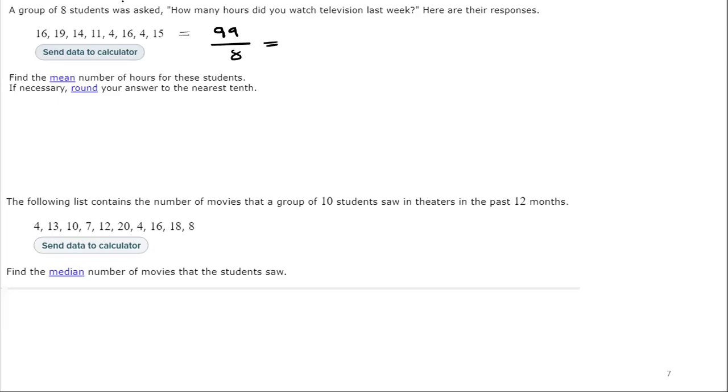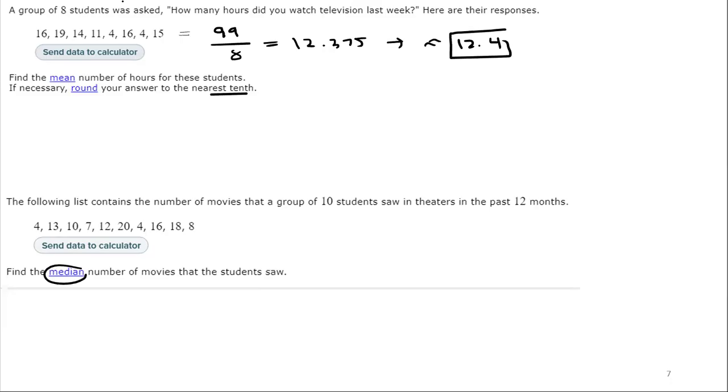So when we divide those, we get 12 point, and it says we need to round it to the nearest tenth. Okay, so that's one number after. So we have 12.375. So when we round it, we get about 12.4. If you look at the 3, you look to the number to the right. If it's 5 or above, we round up. If it's 4 and below, then we round down. So our answer here would be 12.4.